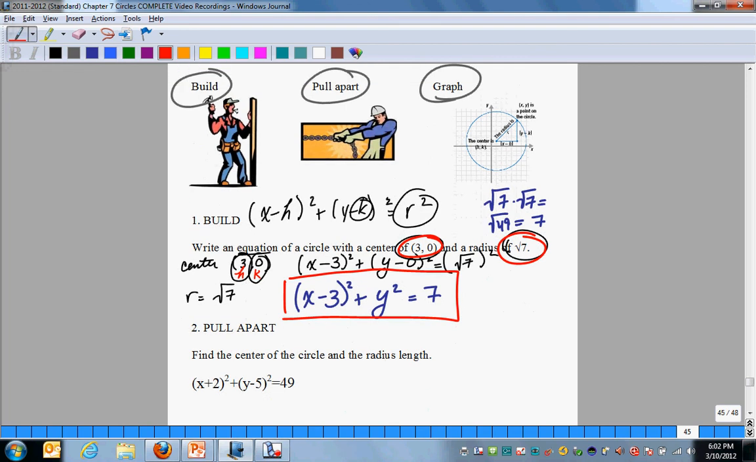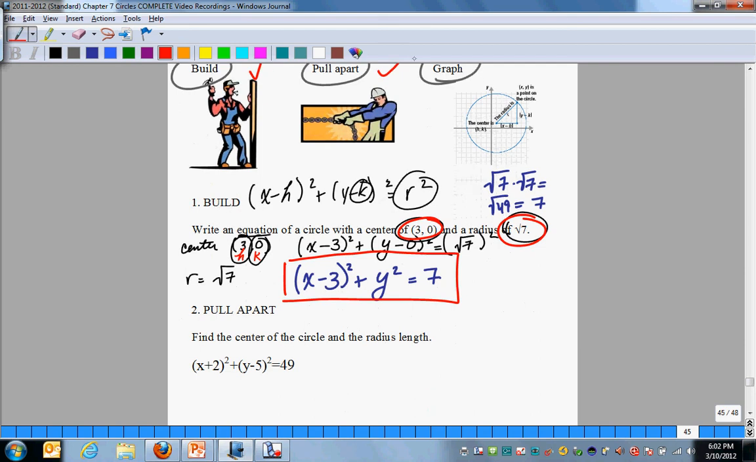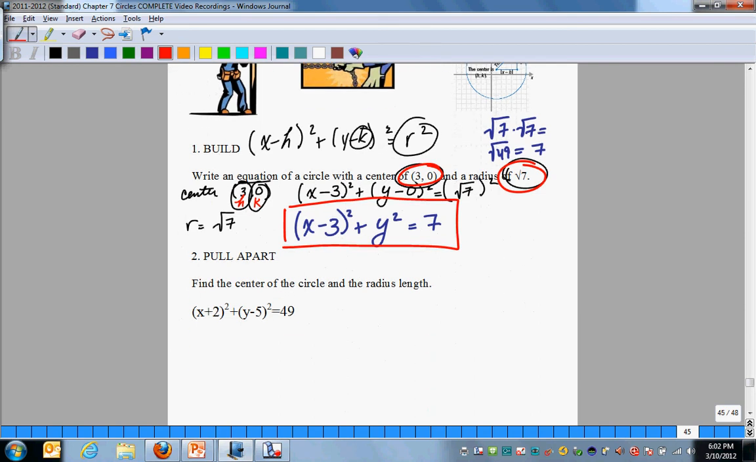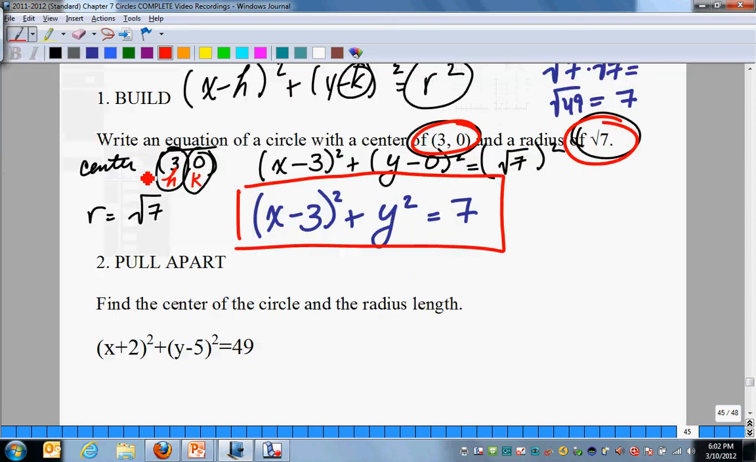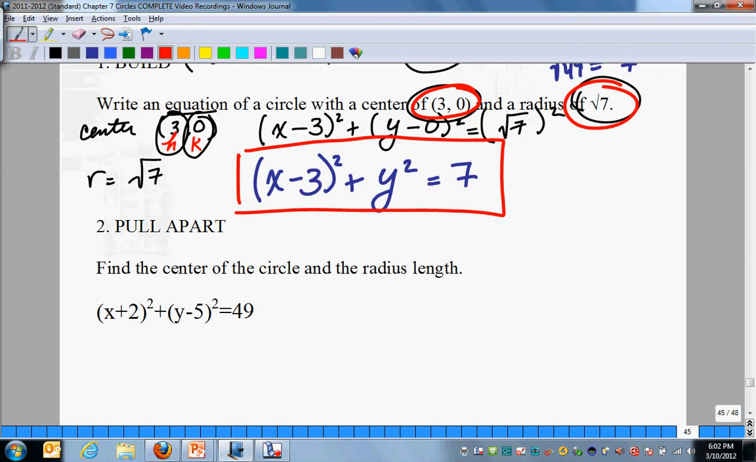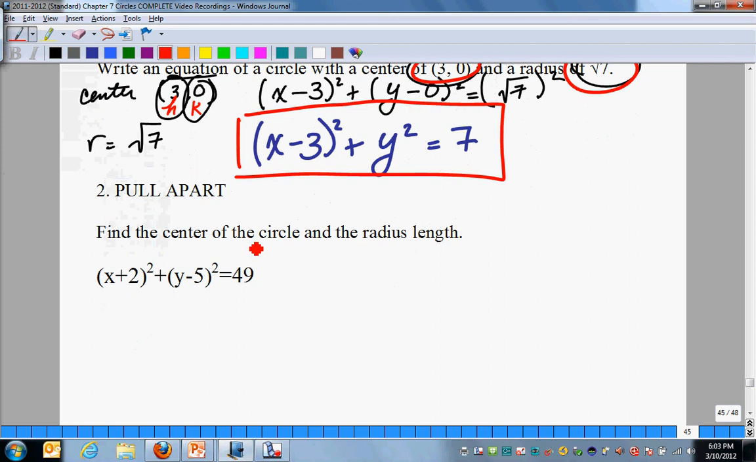Build. So we're done. Check. Next we need to learn how to pull apart an equation. So here we're given an equation. Find the center, which is our h and our k, and the radius of a circle. So now we're looking for h and k, and we're looking for our radius. We're not given either.